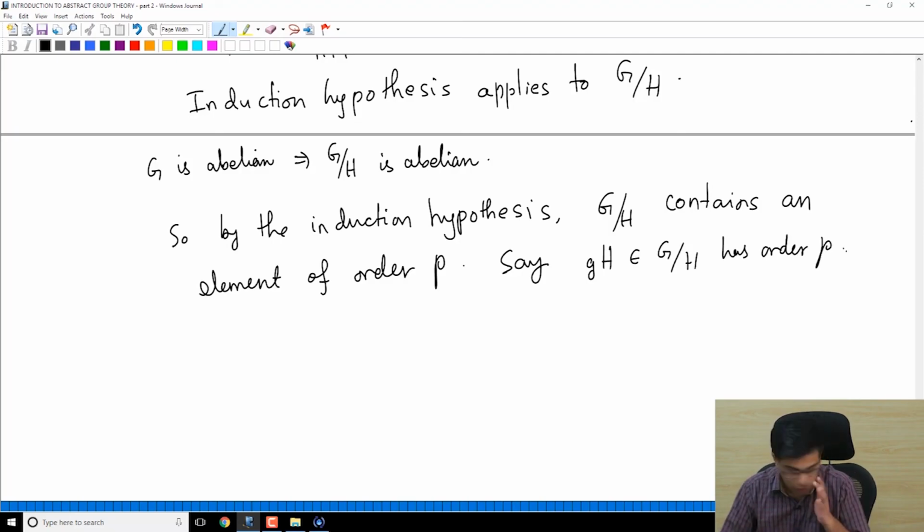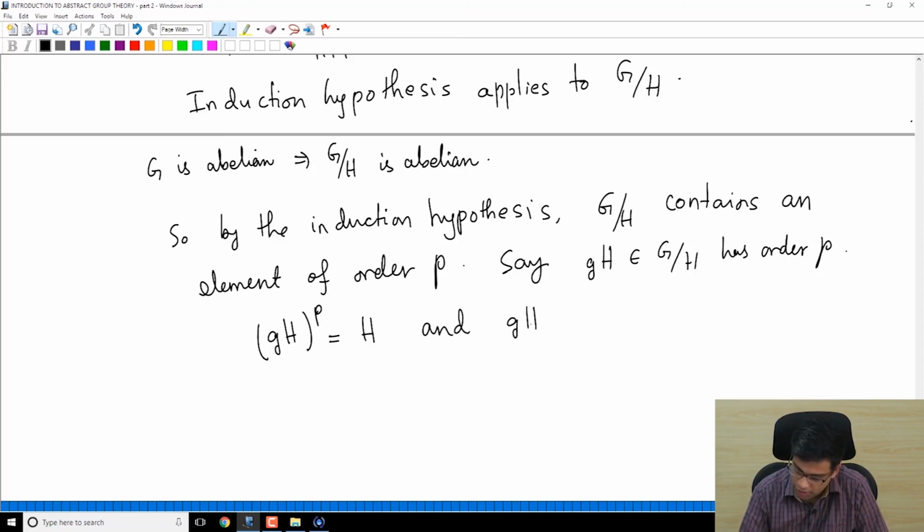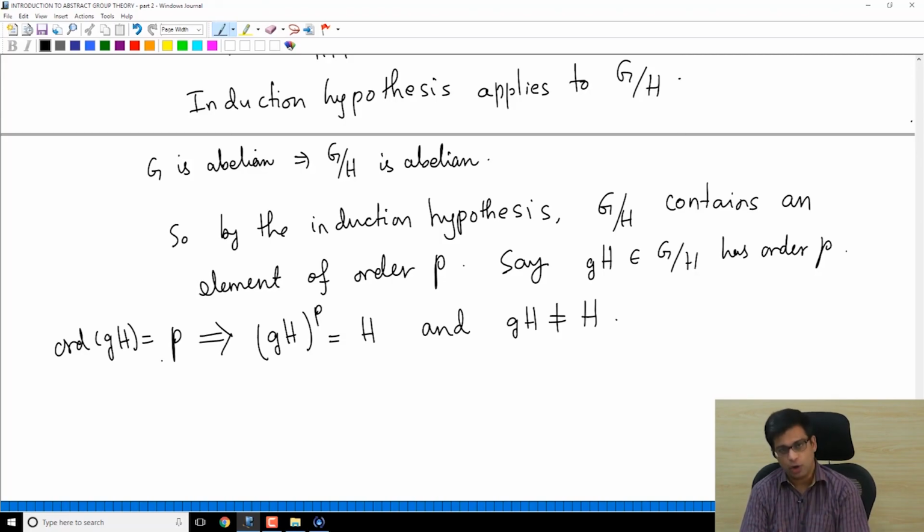This means (gH) to the power P is equal to H, because that is the meaning of order. I mean (gH)^P is H and gH is not equal to H, right? The order of gH equal to P implies this. P is the smallest positive number such that (gH)^P is the identity, which is H.